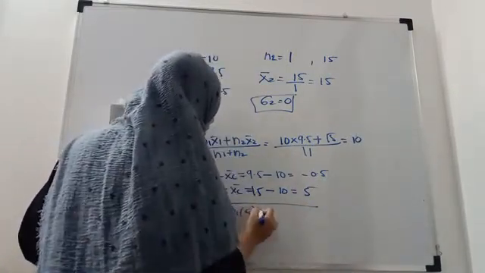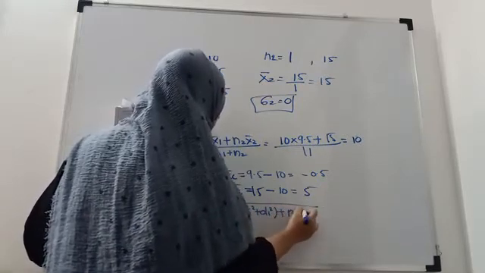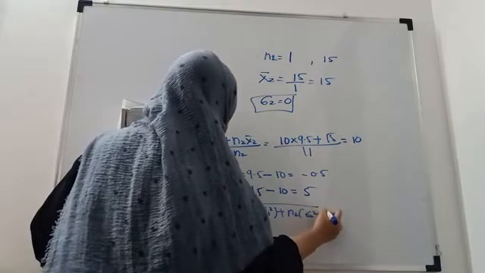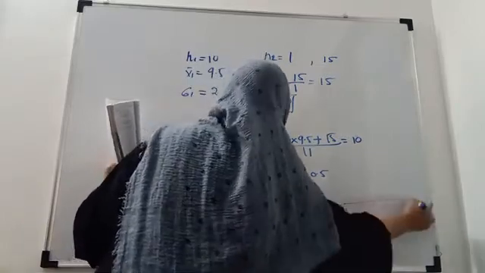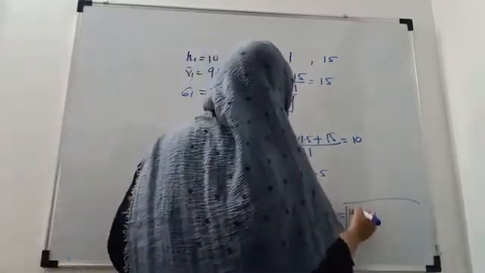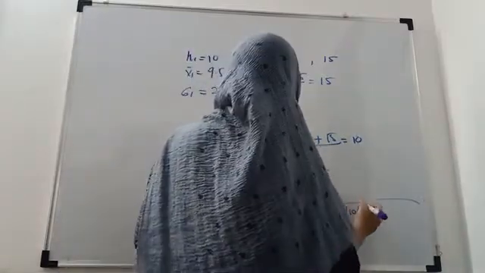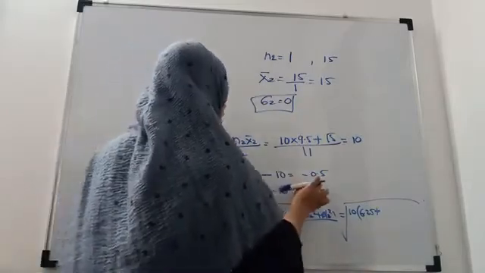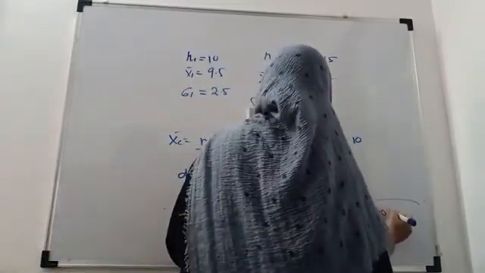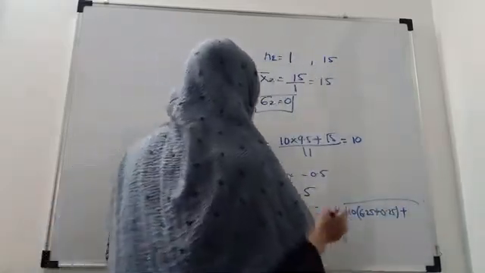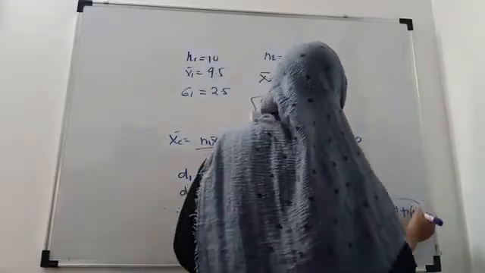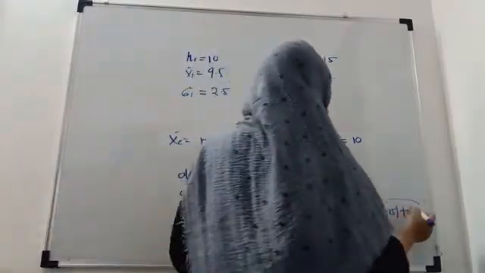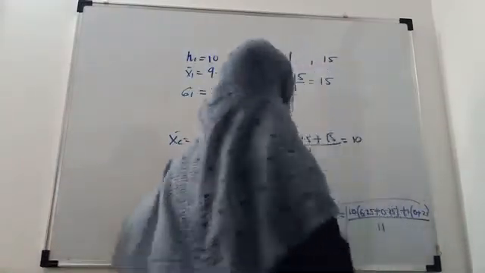n1 sigma1 square plus d1 square plus n2 sigma2 square plus n2 d2 square, divided by n1 plus n2. Here n1 is equal to 10, sigma1 is 2.5, whole square, so it is 6.25, plus d1 square, where d1 is minus 0.5, therefore its square is 0.25, plus n2 is equal to 1, sigma2 square is 0, plus d2 square is 25, divided by n1 plus n2, that is 11.